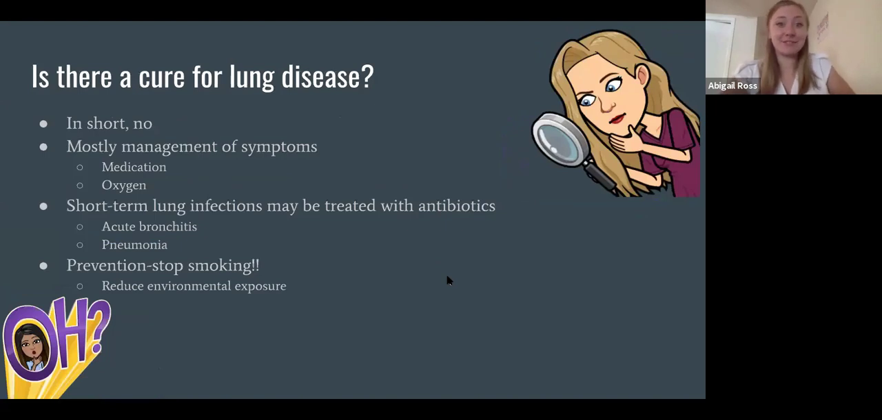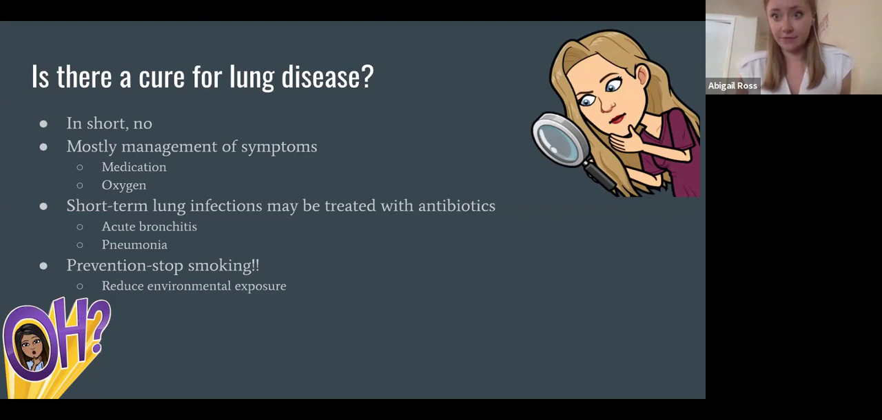So in terms of once a person has a lung disease, can we cure them? It depends on the disease, but for the most part, no, there aren't a lot of cures for these diseases. A lot of the treatment is what we call supportive treatment, or just taking care of the symptoms that the person is experiencing.